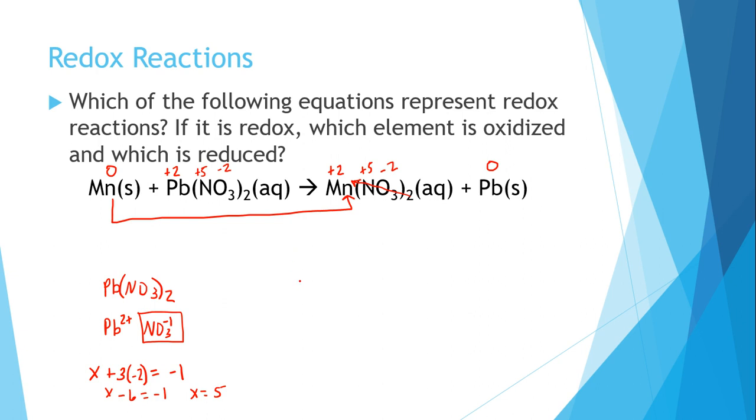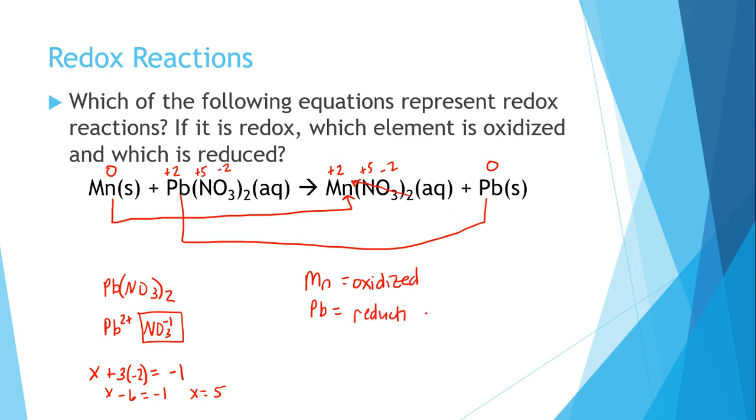Notice that it became more positive, and in order to become more positive, I had to lose electrons. Losing electrons means that Mn was oxidized. Again, because it became more positive, lost electrons. Note here, if I look at Pb also changed. Pb went from +2 to 0, so it's become more negative. So in order to become more negative, I needed to gain electrons, and so that's reduction, so reduced.